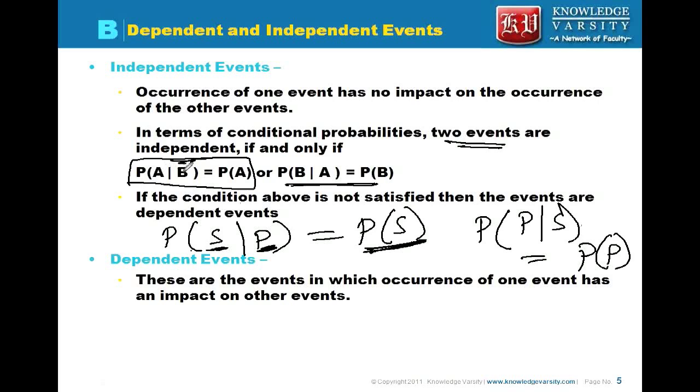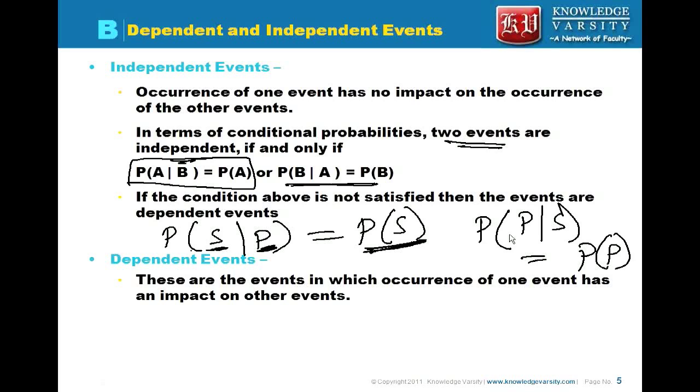P(A given B), the probability that A will occur given B has occurred, should be equal to P(A). P(B given A) is equal to P(B). So this should be the same. These are two important things for independence.